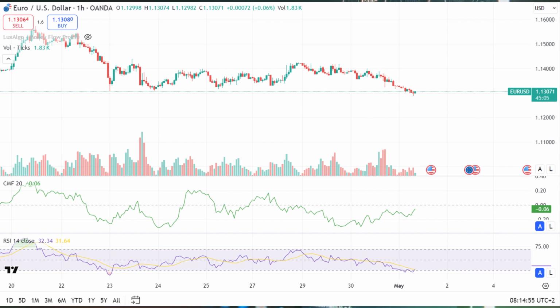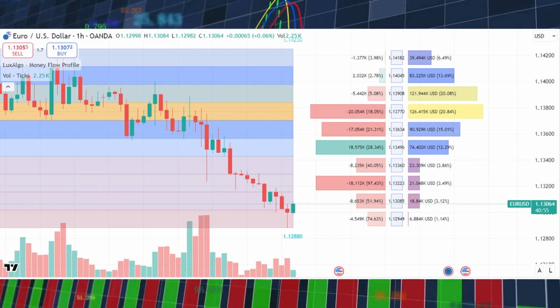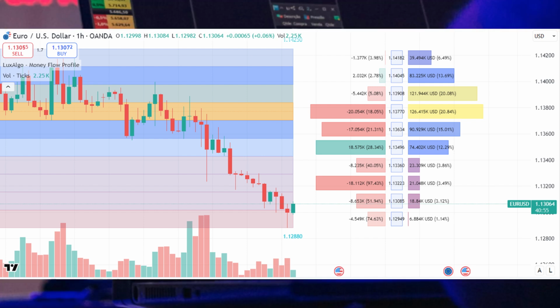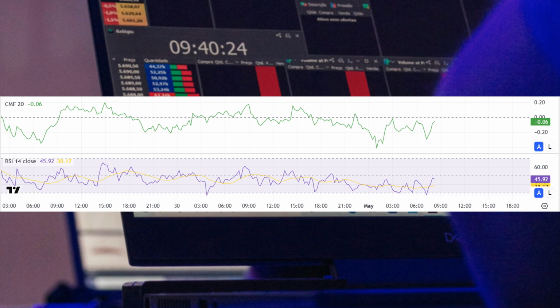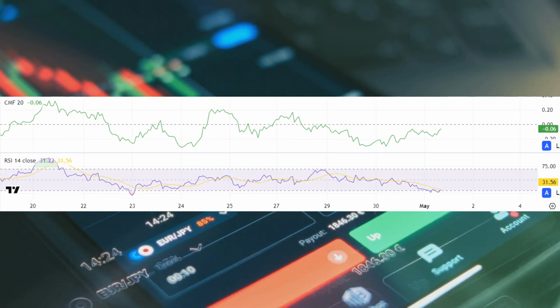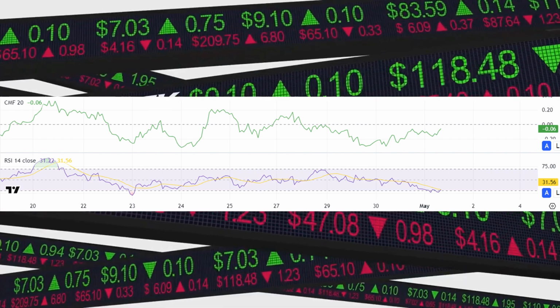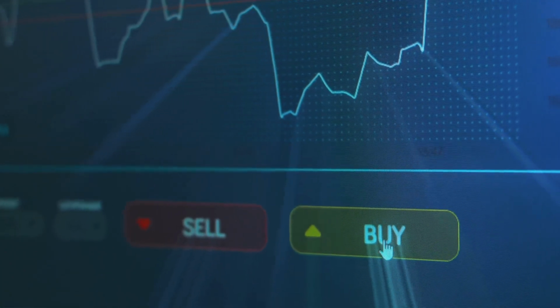Now looking at volume and money flow, volume is rising on red candles across the 15-minute and 1-hour time frames. That's pretty strong confirmation of active selling. The Chaikin money flow, or CMF, over 20 periods reads, on the 1-hour chart, minus 0.13, and on the 15-minute chart, minus 0.28. So, that's a clear signal. Capital is flowing out of the euro. The smart money is positioning short.